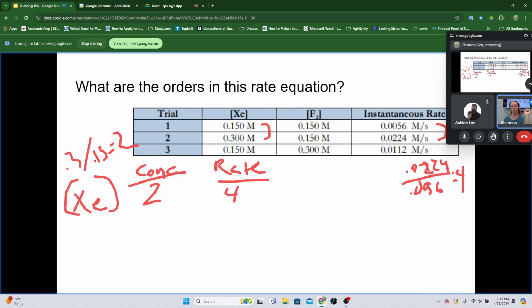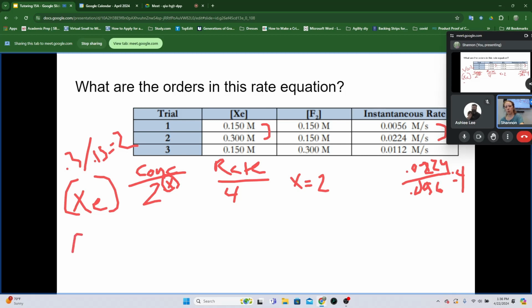And so then, to get the order, you ask, how many 2's do I have to have in a multiplication problem to get 4, or 2 to the what power equals 4, okay? And so my x equals 2. 2 to the 2 power, 2 times 2 equals 4.